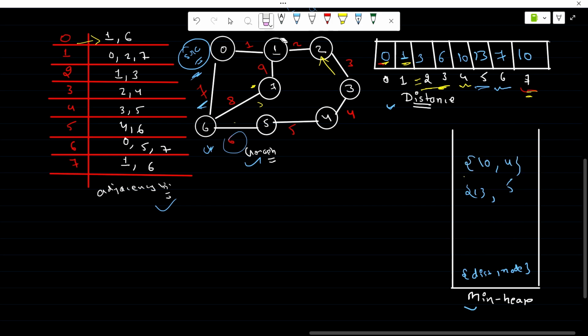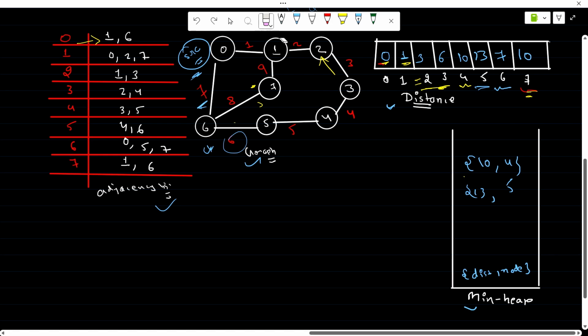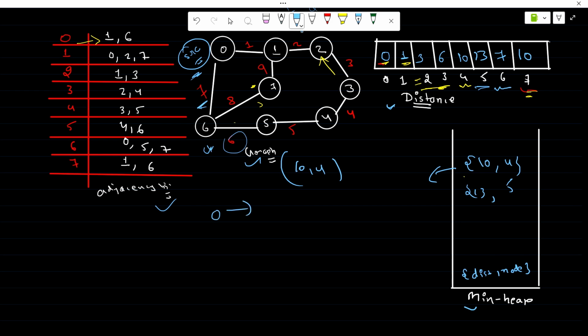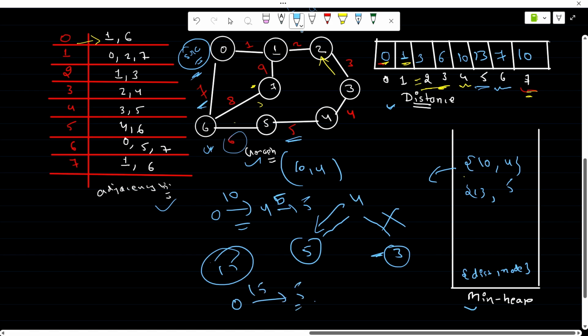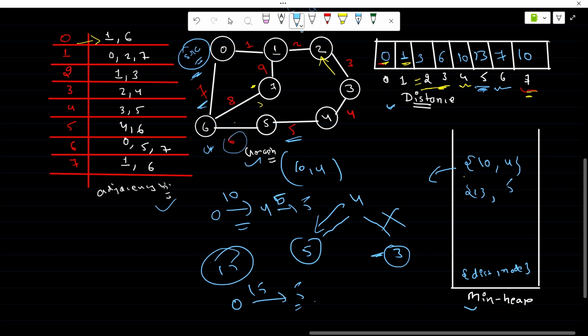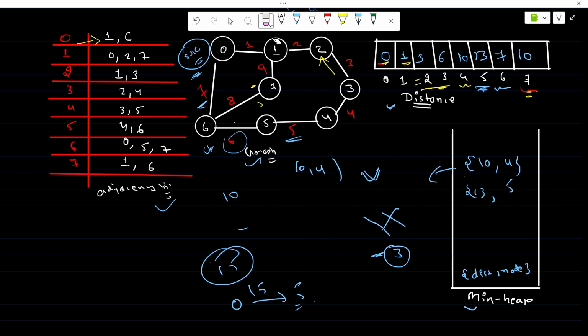Next we are going to consider 10 comma 4. From 0 to 4 the minimum distance is 10. From 4 we can go to 5 and to 3. We will not consider 3 because we already have the minimum distance to reach it. From 4 to 5 the cost is 5, so the ultimate cost from 0 to 5 is going to be 15. But to reach 5 we already have a minimum distance of 13, so we will not update it, and we are done with this also, right?